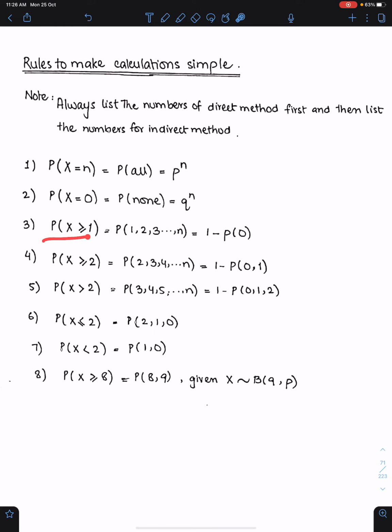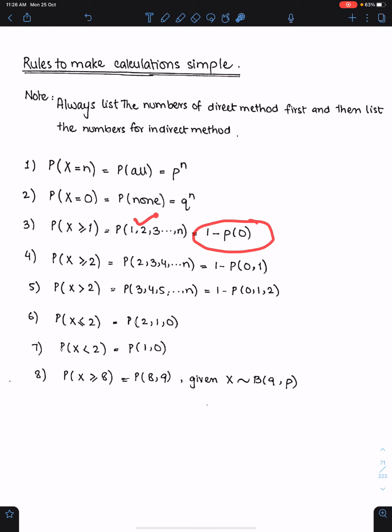Probability at least 1. If we have n trials, for example n is 20, we have to find probabilities of all the numbers 1 to 20, generally 1 to n. So this is very lengthy. Every time the direct method will be lengthy for this probability because you need to add all the probabilities of all the numbers till n. So we use the indirect method. This is the indirect method.